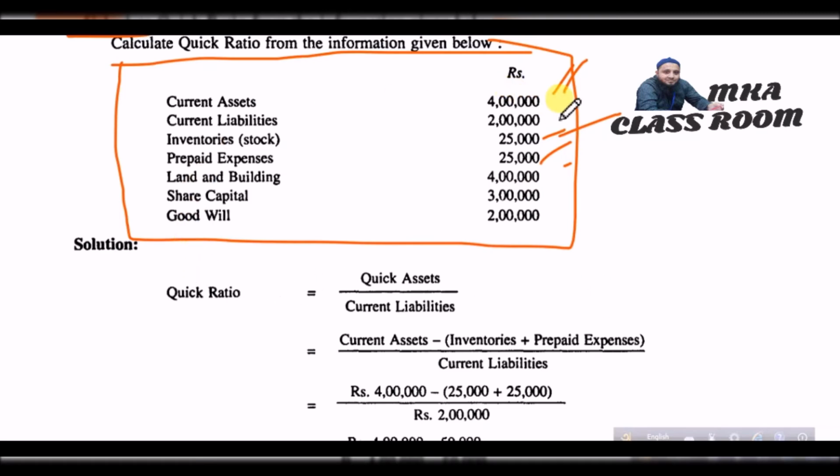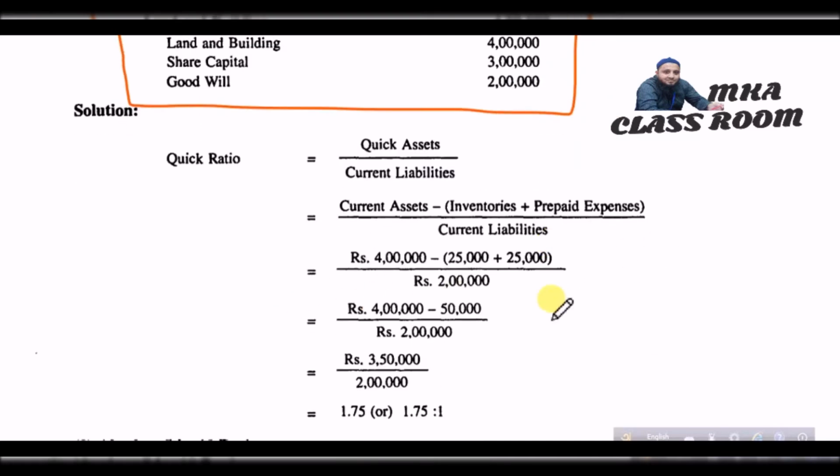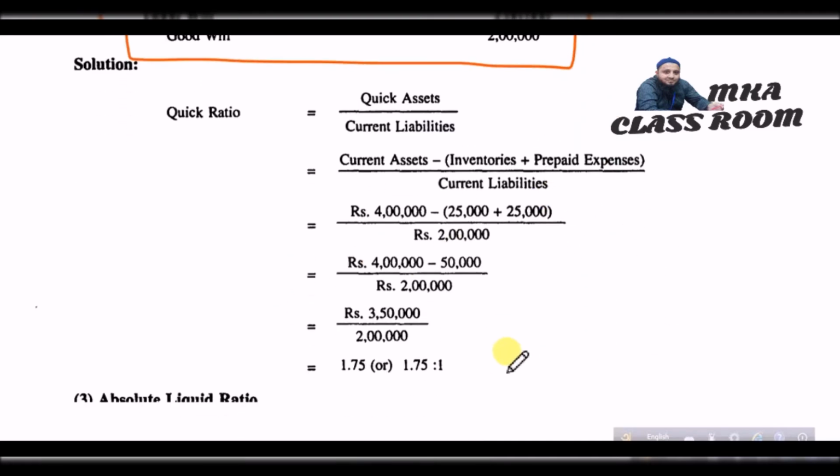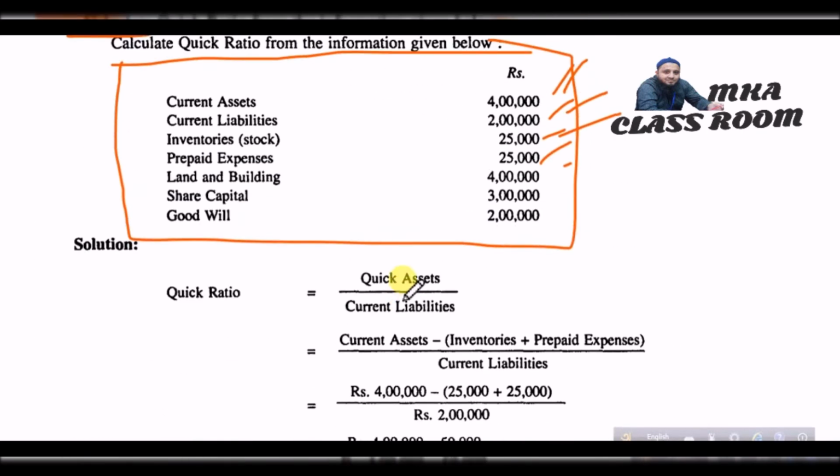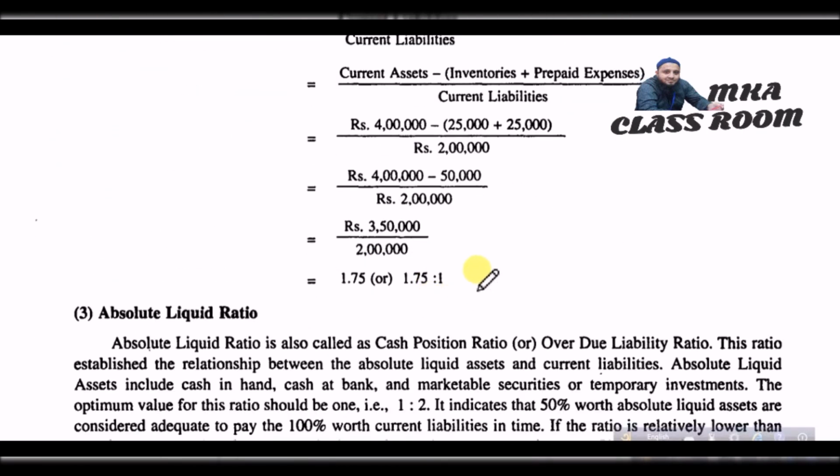Here are the current liabilities. So you can easily calculate the quick ratio. Here is the quick ratio, 1.75. What does it mean? That means this firm has a good capacity to meet its current obligations. That means 1.75 times assets to meet its current obligations.